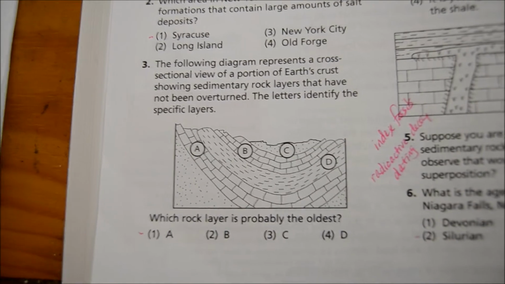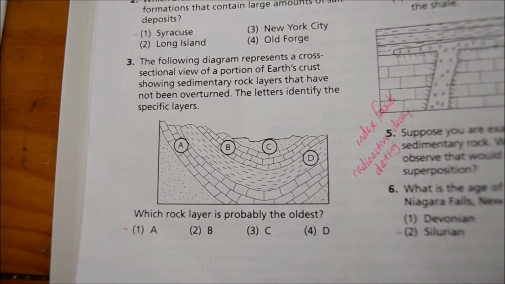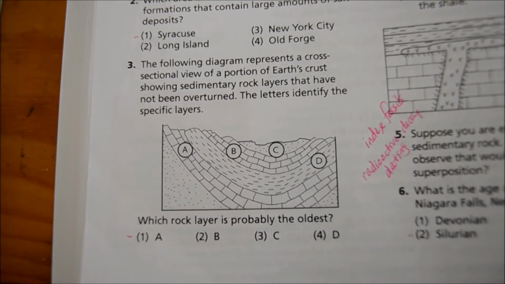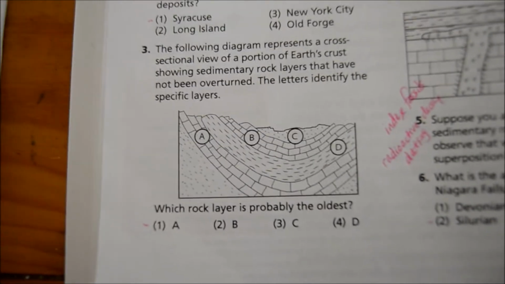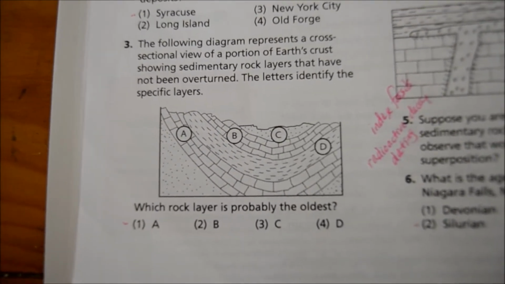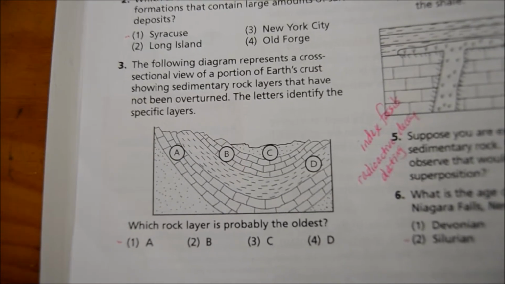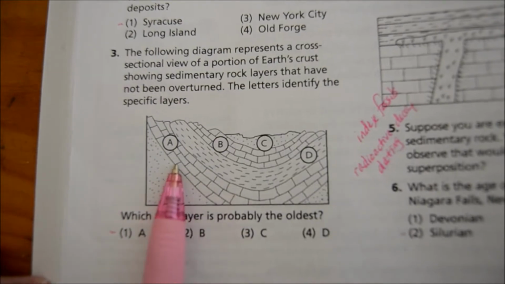The following diagram represents a cross-sectional view of a portion of the Earth's crust showing sedimentary rock layers that have not been overturned. If it hasn't been overturned, the oldest is, you're right, at the bottom, and the youngest is at the top. The letters identify the specific layers. Which rock layer is probably the oldest? We just talked about it. It's going to be the one on the bottom. So A.